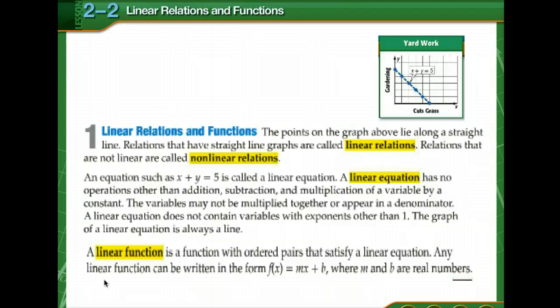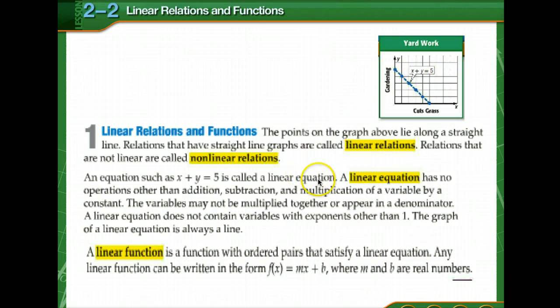Now this is something that's in your textbook on page 69, but it's very important, so I reproduced it here. So we're looking at a linear function. This is a linear equation that's been graphed. Notice it's a straight line. The points on the graph above lie along a straight line. Relations that have straight line graphs are called linear relations. Relations that are not linear are called nonlinear relations. That one's difficult, huh? Now we're looking at the equation x plus y equals 5.